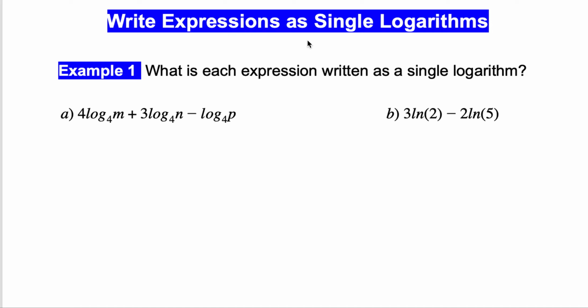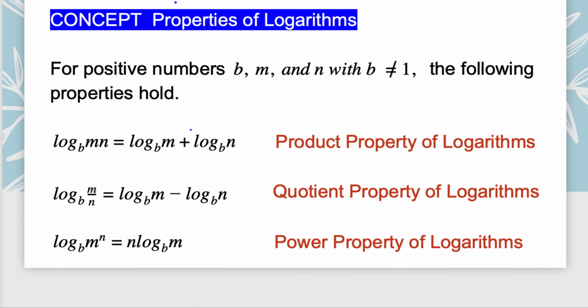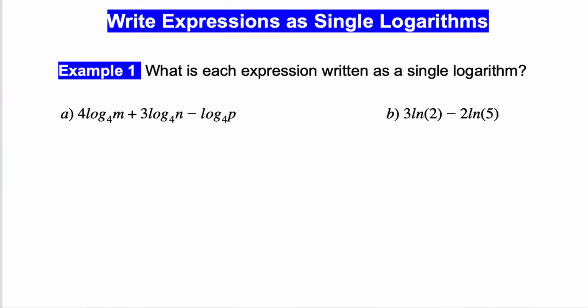Write expressions as a single logarithm. What is each expression? Write as a single logarithm. So just let me recall the properties of logarithms. We have a product property of logarithm, quotient property of logarithm, and power property of logarithm. So we're going to use all these three properties in order to write this expression as a single logarithm.